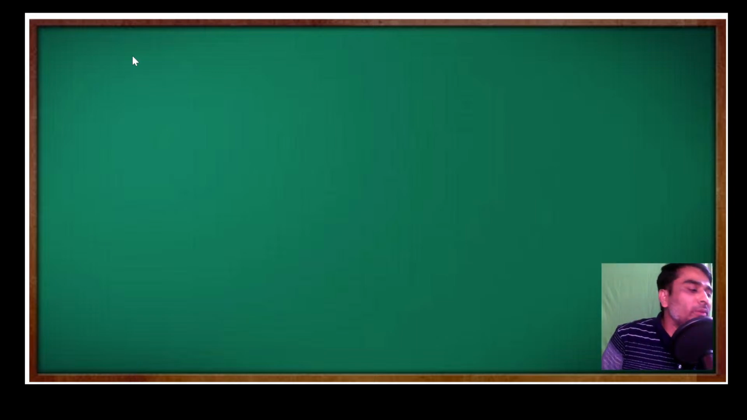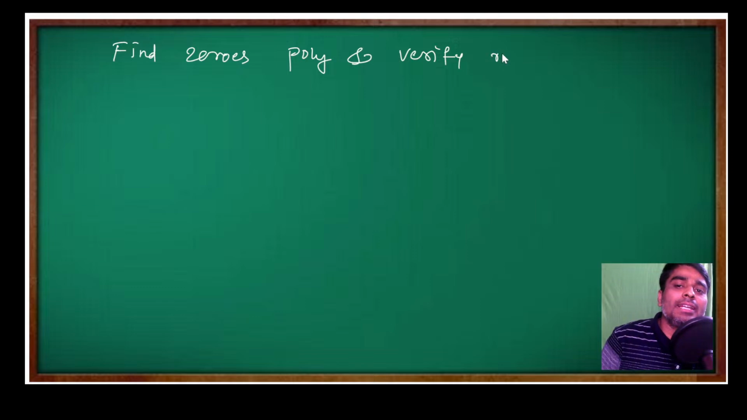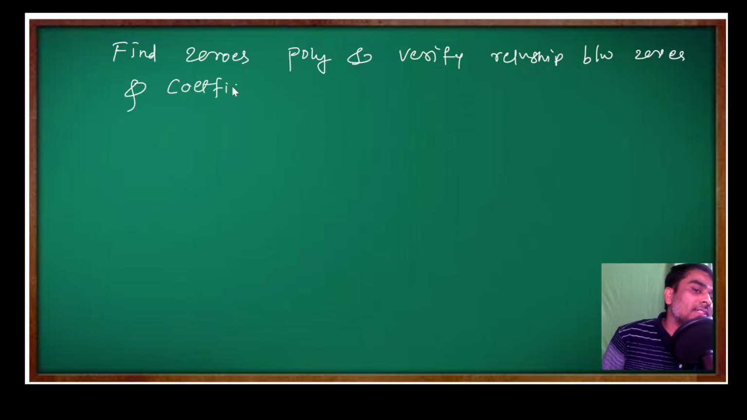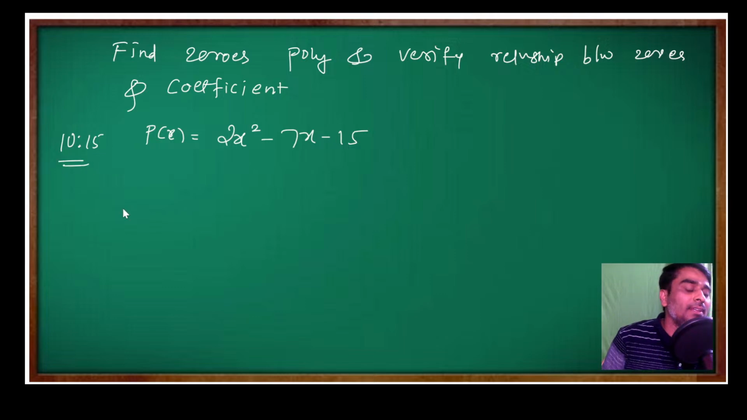Find the zeros of the polynomial. 3 marks question. And verify the relationship between zeros and coefficients. Just now I told this is a 3 marks question. The polynomial given to you is p(x) equal to 2x square minus 7x minus 15. Okay, let's see how many minutes you will take. It is 10:15, do it fast.